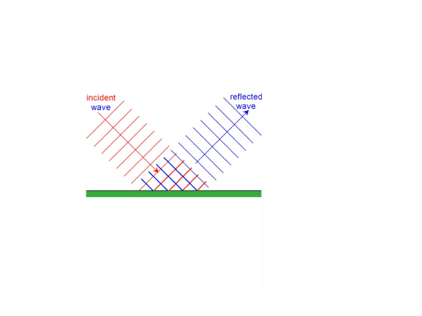So let's have a look at what happens in reflection. We have an incident wave. So we call it incident because it's the one incoming into the barrier. So this is our barrier. Let's say we placed a little ruler in a water tank. And what we have is the red lines are showing the incident wave. So these are the wavefronts.